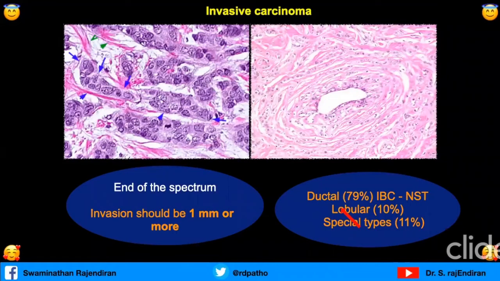The last end of the spectrum is invasive carcinoma, and the invasion should be more than 1 millimeter. And the mainly invasive carcinoma previously typed into ductal, lobular, and special types. But now this WHO is saying there is no ductal epithelial cells because most of the tumors are arising from the ductal-lobular unit. So they want to call it as infiltrating breast carcinoma, no special type, okay, rather than ductal.